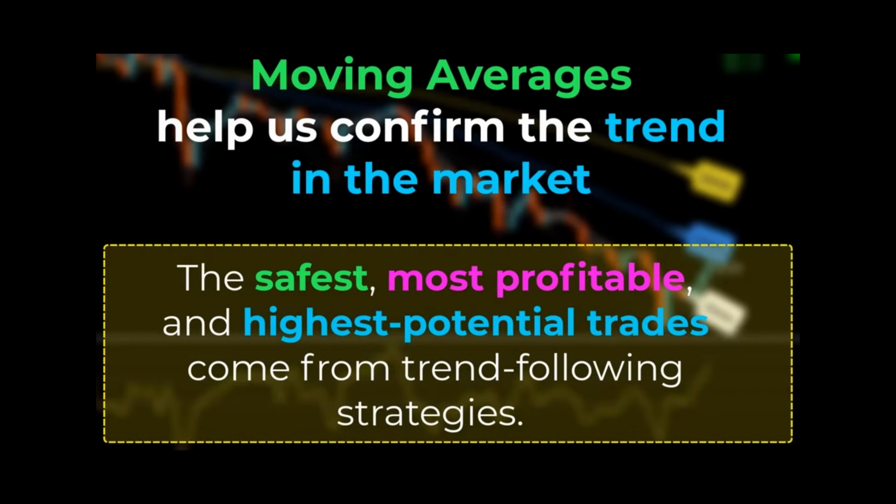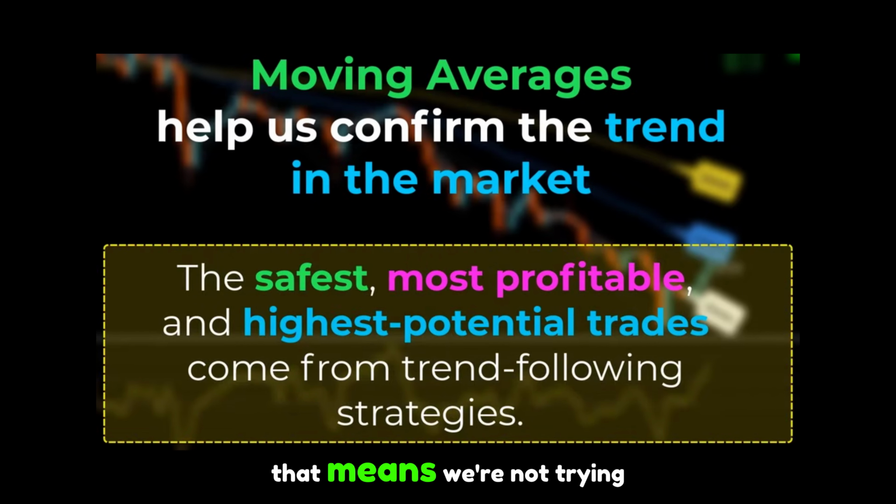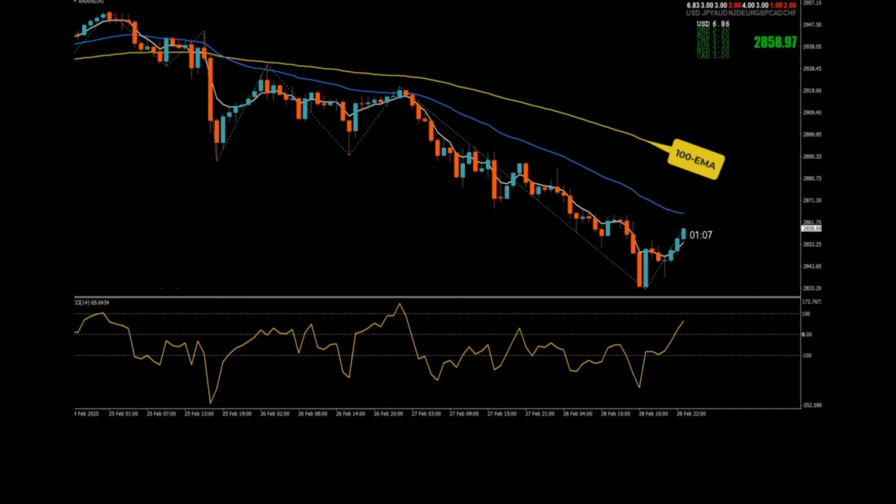And here's the deal. The safest, most profitable, and highest potential trades come from trend-following strategies. That means we're not trying to fight the market. We're going with the flow, riding the momentum that's already there. Now for this strategy, we're using 3 key moving averages: 100-period EMA, 34-period EMA, 5-period EMA.